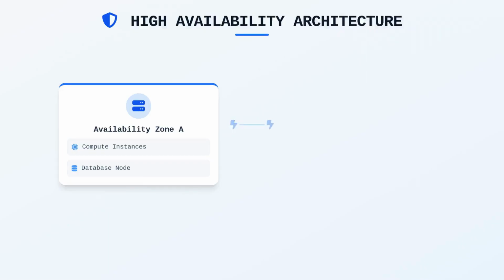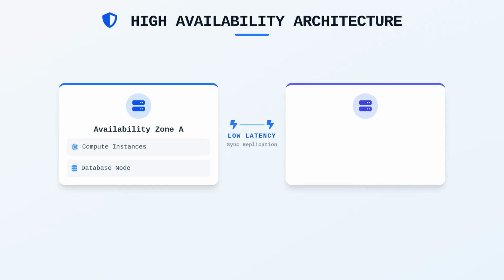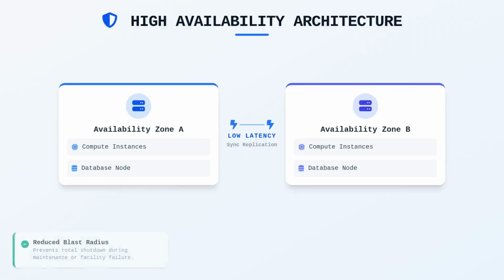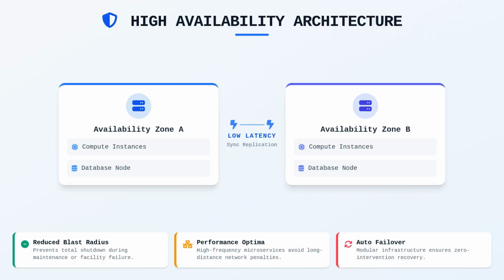The strict low-latency constraints enforced between zones enable sophisticated patterns like synchronous data replication, which is essential for maintaining strict consistency in database clusters. Likewise, microservices that rely on high-frequency communication benefit from this proximity, as they avoid the performance penalties associated with long-distance network travel. You should view multi-zone deployment as your primary defense against regional platform instability. By treating each zone as a modular unit of infrastructure, you can design systems that fail over automatically without user intervention.